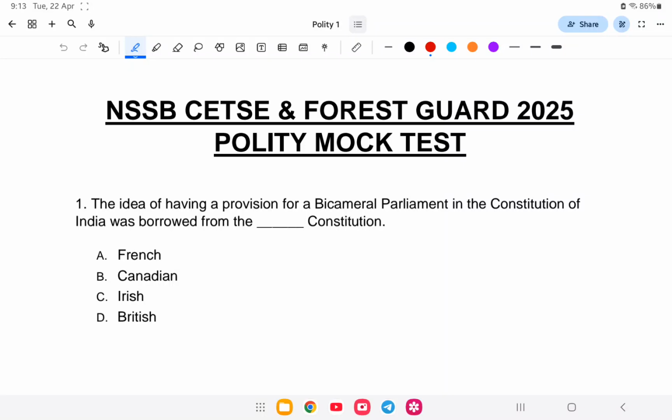Last class we completed the modern history of NSSB. Now today we'll be starting with polity. Modern history, medieval and ancient we completed, and now we'll be going to the polity. Polity will cover almost all the syllabus of the exam.